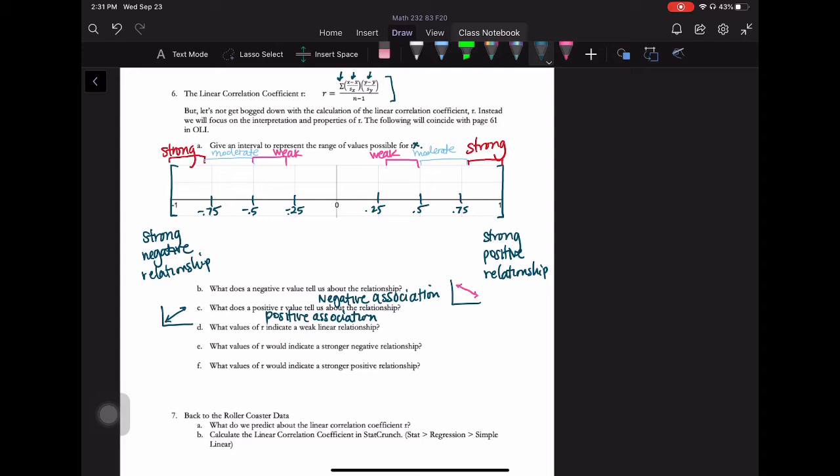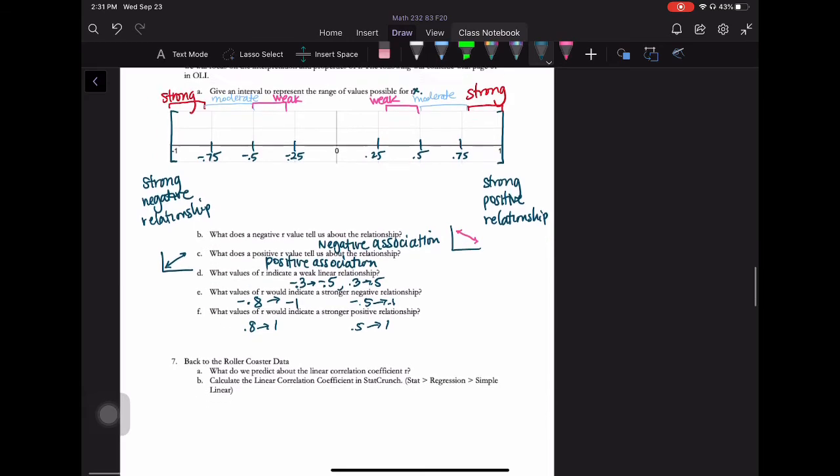What values of R indicate a weak relationship? I would say between -0.3 to -0.5 or 0.3 to 0.5. A stronger negative relationship would be -0.8 to -1. I think your textbook might say -0.5 to -1. A stronger positive relationship, I would say based on most textbooks, is 0.8 to 1, but I think your textbook says from 0.5 to 1. Again, the -0.8 to -0.5 or 0.5 to 0.8 range is sometimes called moderate depending on the textbook you're using.